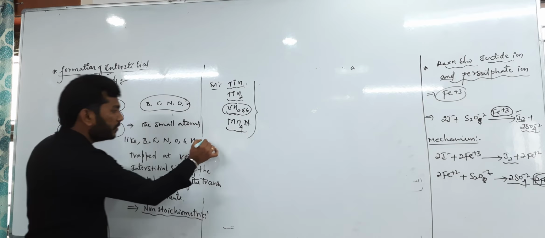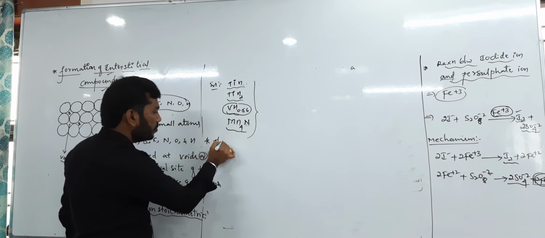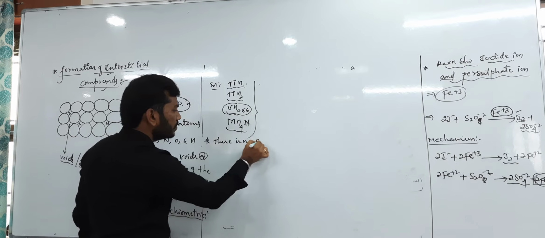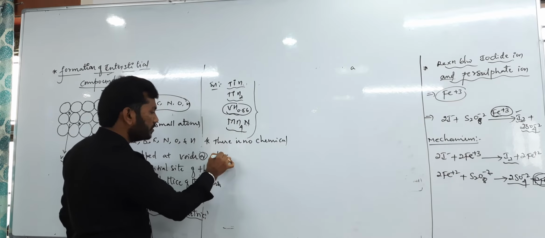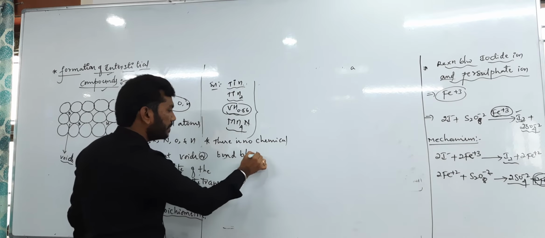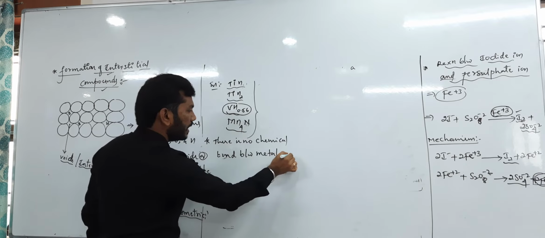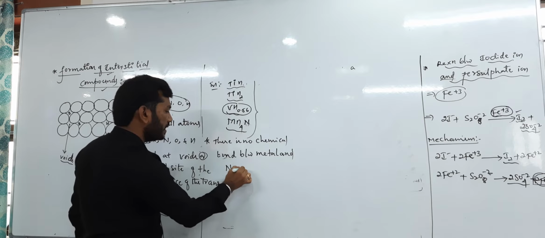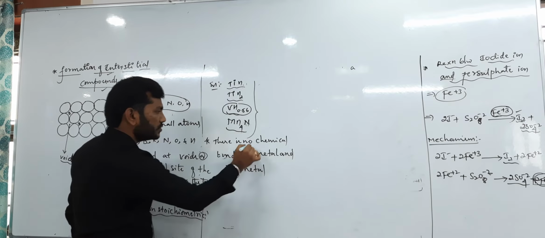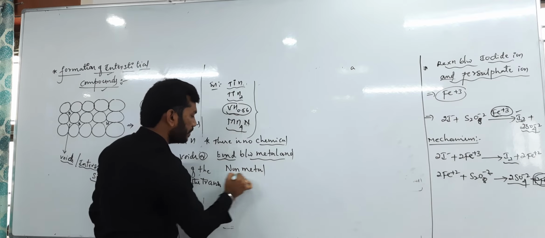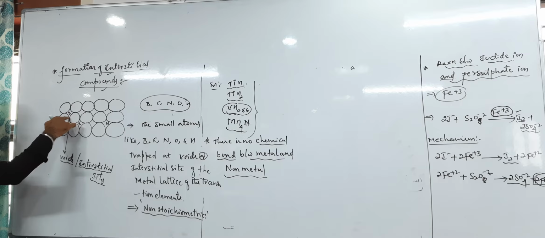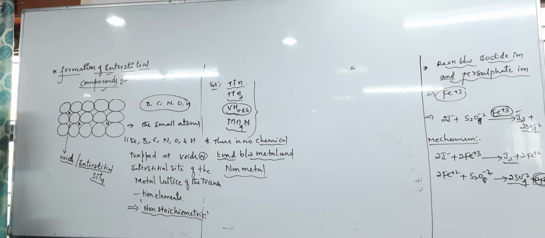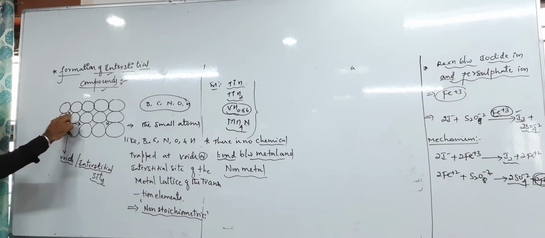In these particular compounds, there is no chemical bond between metal and non-metal, guys. Suppose boron has been trapped inside the interstitial site of the metal lattice, then there is no bond between that boron and this particular metal.